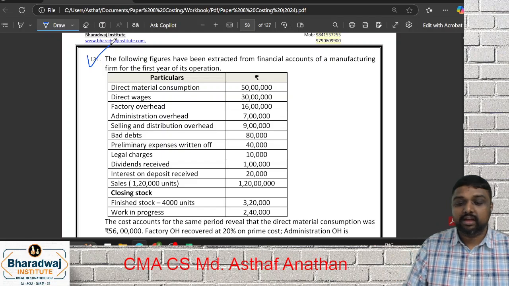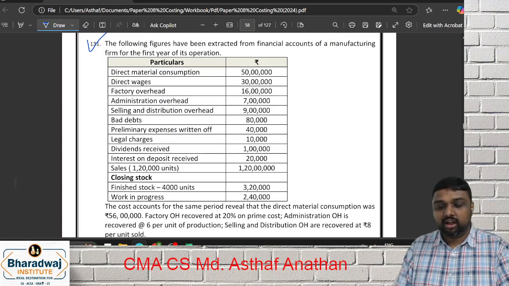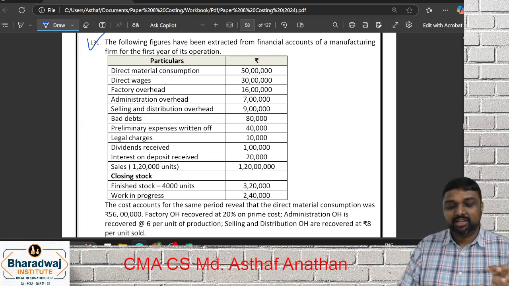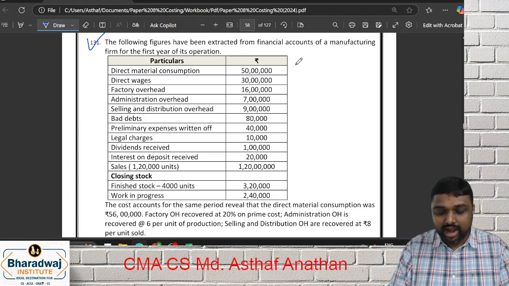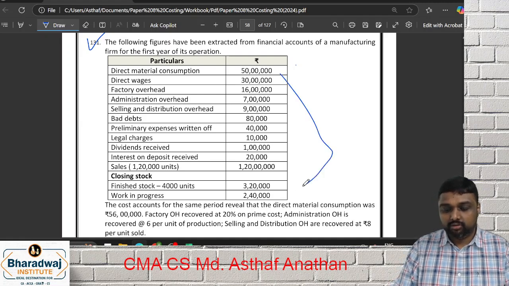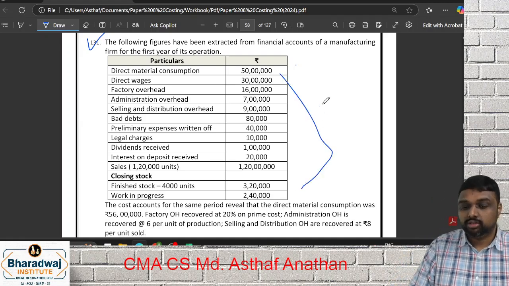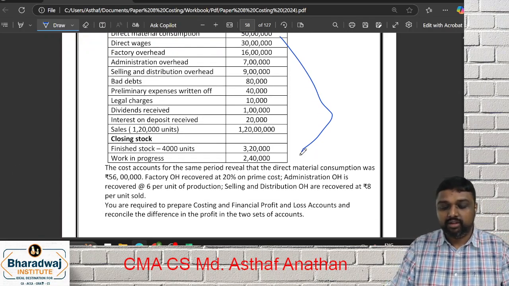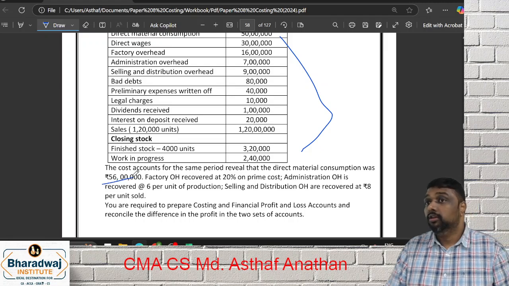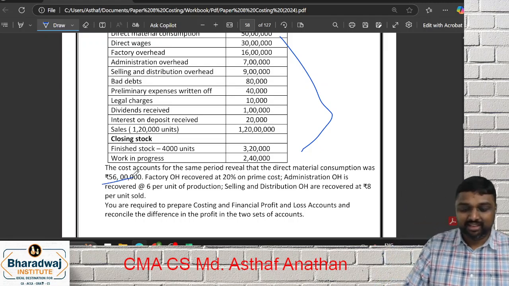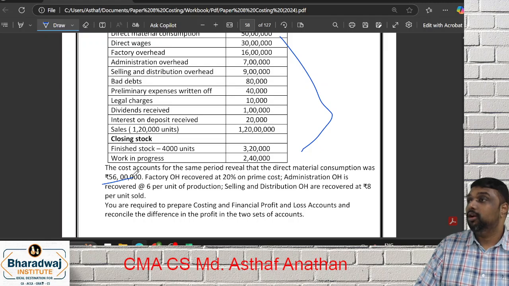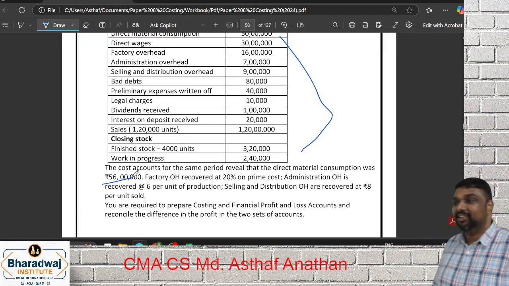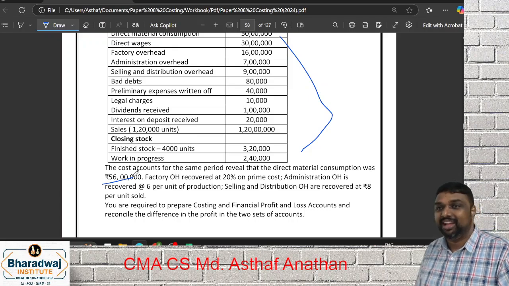The following figures have been extracted from the financial records of a manufacturing company for the first year of operation. They say direct material consumption, direct wage. So all this data is what? Financial accounts. How will you understand? From the financial accounts. The cost accounts for the same period revealed the direct material consumption is 56, factory overhead 20%, admin overhead, selling overhead. You are required to prepare costing and financial profit and loss account, and also reconcile the difference in profit of two sets of account. A consolidated essay question.